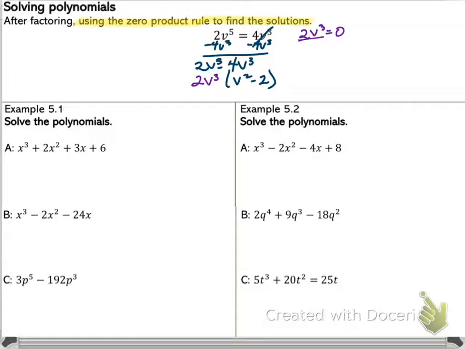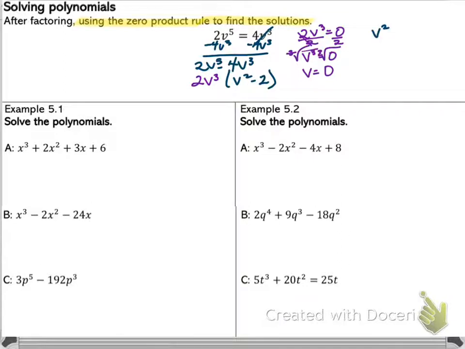To solve this, I would divide each side by 2. That gives me v cubed equals 0. And then I would take the cube root of this, and any cube root, fourth root, whatever, anything that takes the root of 0 is just 0. So that's going to be one of my zeros.